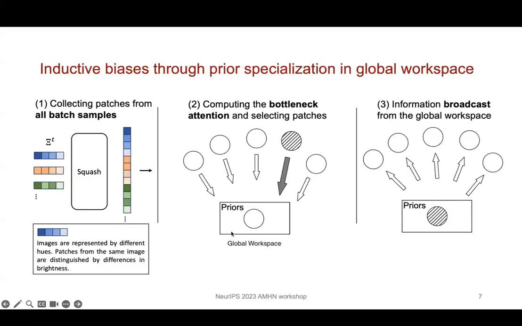The global workspace enables efficient information writing and reading by learning a set of priors in explicit memory. The inductive biases through the prior specialization is based on three steps. First, it collects the patches from all the batch samples, and secondly, computing the bottleneck attention and selecting patches. And thirdly, the information is broadcast from the global workspace. First, the squash layer in the first step tries to concatenate all the patches from different samples within one batch, so we can have a diverse selection of different patches.